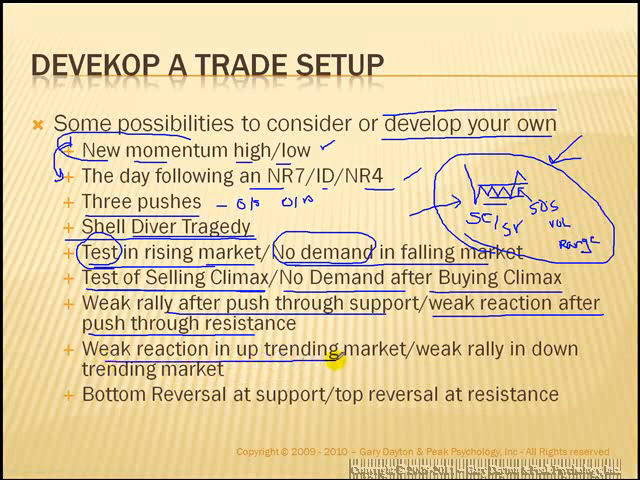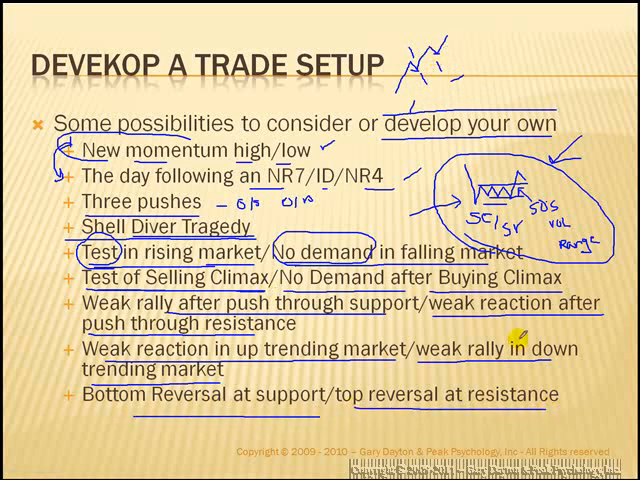Weak reaction in an uptrending market, weak rally in a downtrending market. We're going up in a nice trending market, and these pullbacks here, we have wave structure to lean against, we have light volume, we have narrow spreads, and then, there's your trade. Bottom reversal at support, top reversal at resistance, similar to the upthrust and the spring, just a little bit different. Kind of look at that.